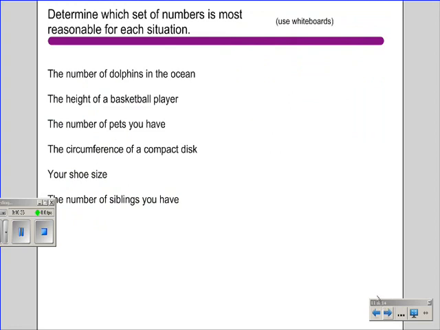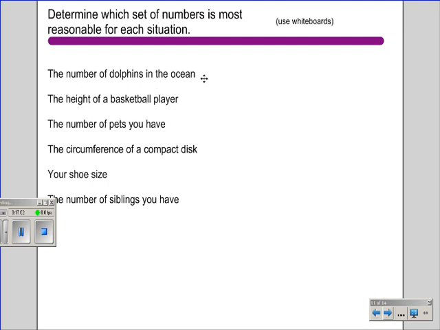Determine which set of numbers is most reasonable for the situation. So once again, I'm looking for the set of numbers, so the number of dolphins in the ocean, the height of a basketball player, the number of pets you have, circumference of a compact disc, your shoe size, and the number of siblings you have. You need to just think about these types of numbers and see what sets they belong in.